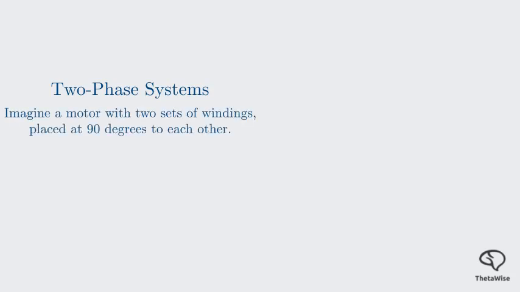Imagine a motor that actually has two sets of windings placed at 90 degrees to each other. This is a hypothetical two-phase motor, but understanding it is key. When a two-phase supply is applied to these windings, it induces electromotive forces, or EMFs. These EMFs are out of phase by 90 degrees. Consequently, the currents produced by these EMFs and the magnetic fluxes produced by these currents will also be 90 degrees out of phase. Let's look at the waveform diagram.